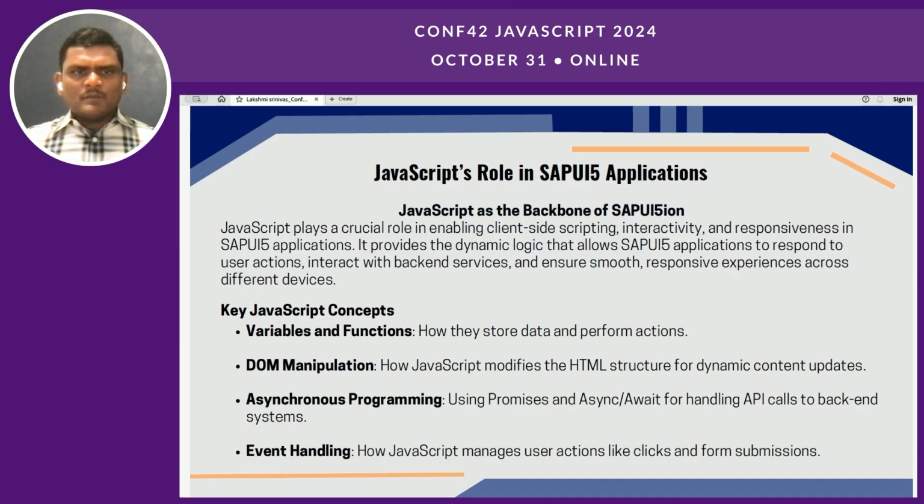Asynchronous programming. Promises and async await are used to handle asynchronous operations, like fetching data from an API without blocking the main thread. Using async await makes the code more readable. This code awaits the API call to complete and then processes the data.